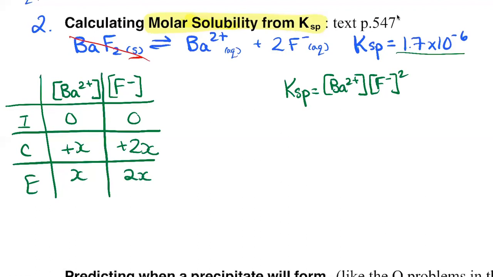So we can take those and sub them into our KSP expression and solve for x to determine those concentrations. So now I'm going to put my KSP values in and solve for x. I've got 1.7 times 10 to the power of negative 6 equal to x times (2x) squared. Remember that the squared needs to be on the outside of the brackets, because it's going to apply to everything inside the brackets, not just the x.